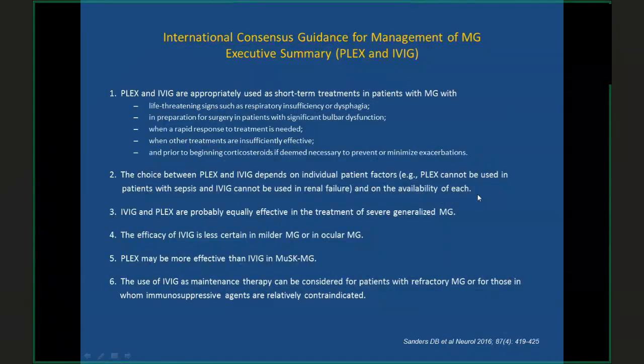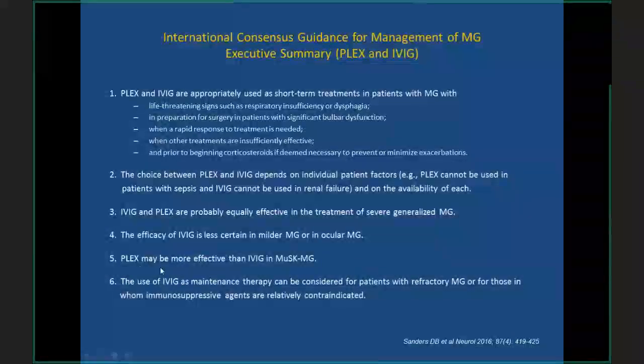Or these two treatments depend on the availability of each. Most local small hospitals can give patients IVIG, but they cannot do plasma exchange. So that depends on which hospital the patient is in. IVIG and plasma exchange are usually effective in treating severe generalized myasthenia gravis, but for mild or ocular myasthenia gravis, we usually don't give IVIG or plasma exchange.